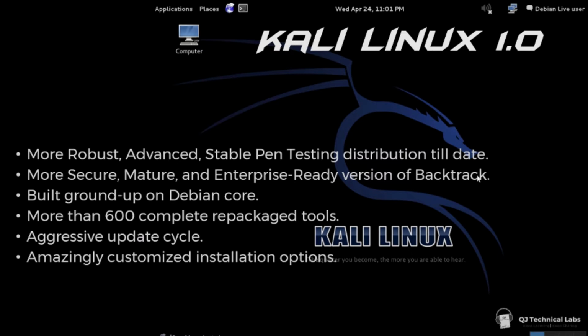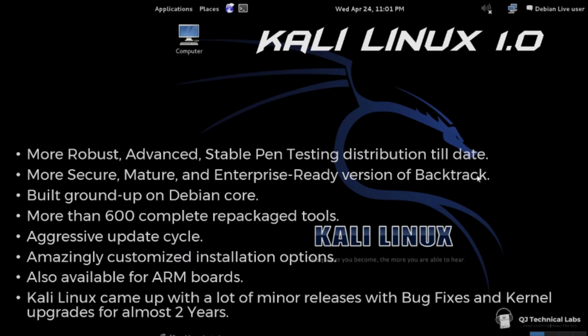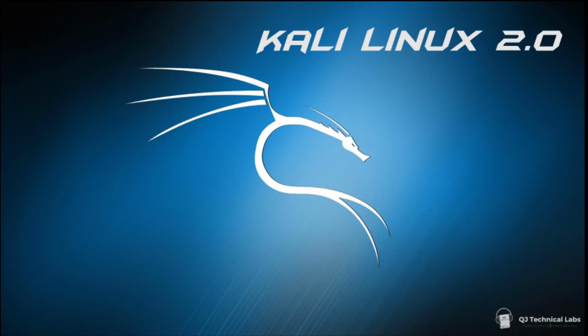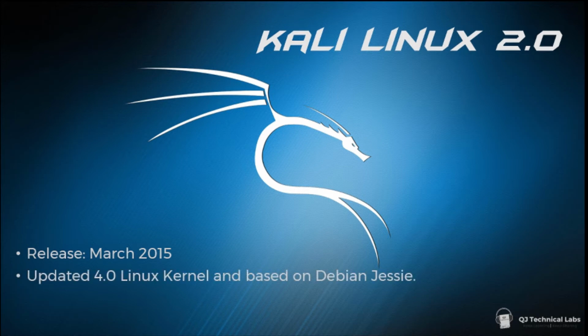It had amazingly customized installation options and was also available for ARM boards like Raspberry Pi. Over a period of 2 years, there were various minor upgrades in Kali Linux for bug fixes and kernels. Now the next major release in Kali Linux was Kali Linux 2.0, which was released in March 2015. Kali Linux 2.0 was based on an updated 4.0 Linux kernel and was based on Debian Jessie.